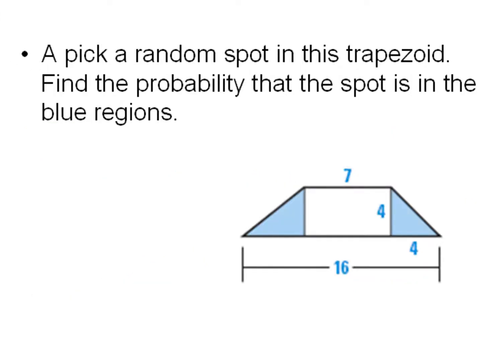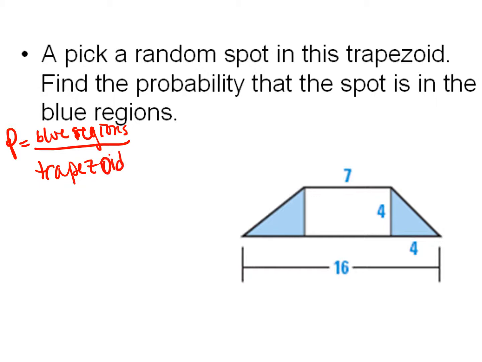Okay, so if we pick a random spot on the trapezoid, or if we had a trapezoid on the ground or something and we were dropping a coin on it, we're asking what's the probability that it lands in the blue regions, or that the spot that we randomly pick with our eyes closed is on the blue regions. So we need to find the probability, which would be the blue regions out of the entire trapezoid. That's how we're going to find this probability. So we first have to figure out the area of the blue region.